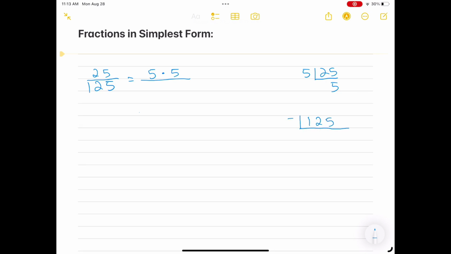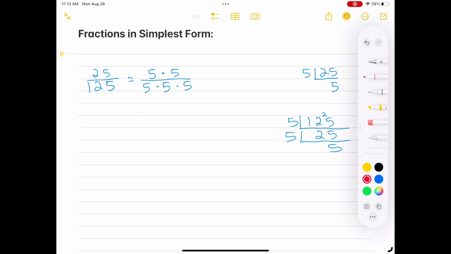So 5 goes into 12 2 times. 5 times 2 is 10. 12 minus 10 is 2. 5 goes into 25 5 times. And 5 goes into 25 5 times. So 125 factors out to 5 times 5 times 5.